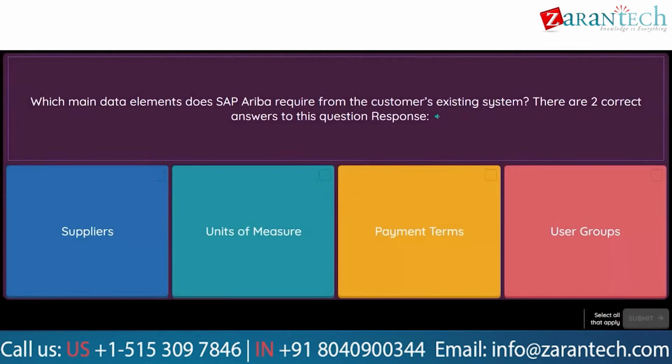Question: which main data elements does SAP Ariba require from the customer's existing system? There are 2 correct answers to this question. Response: Option 1. Suppliers. Option 2. Units of measure. Option 3. Payment terms. Option 4. User groups.